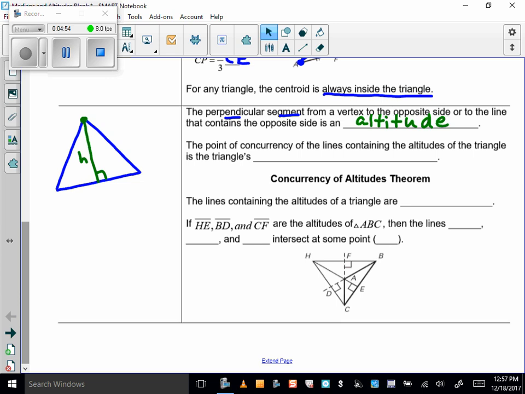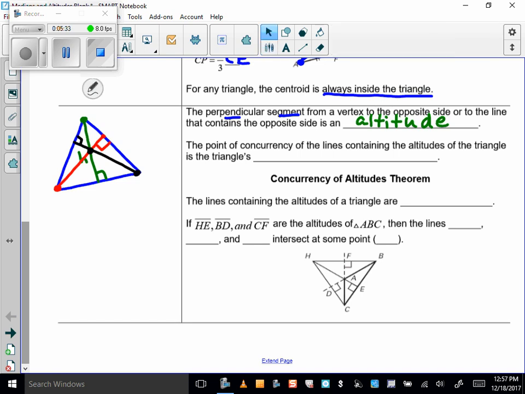Let's see if we came from this vertex. If we came from this vertex and found an altitude, that would be an altitude right there. That would be the height of the triangle. If I came from the other vertex, I'm going to say probably like that. Oh, shocking. They're concurrent. What do you know? Okay, but look at this. It says from a vertex to the opposite side or to the line that contains the opposite side.